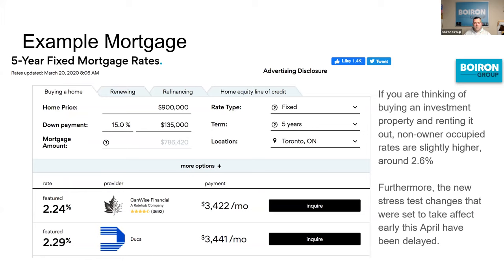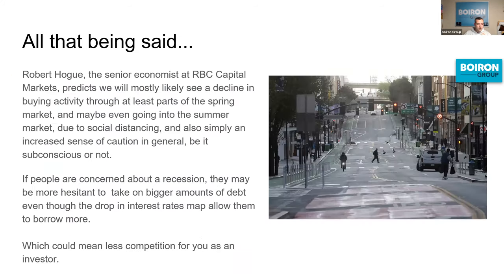This slide is something that I'm not going to spend a lot of time on. I'm cognizant I'm taking up a lot of Dave's time, so I'm just going to keep skipping forward. I put up what an RBC capital markets economist had to say about this. My own opinion is that things are so up in the air that it's difficult to know what's going to happen. I certainly don't know for sure.